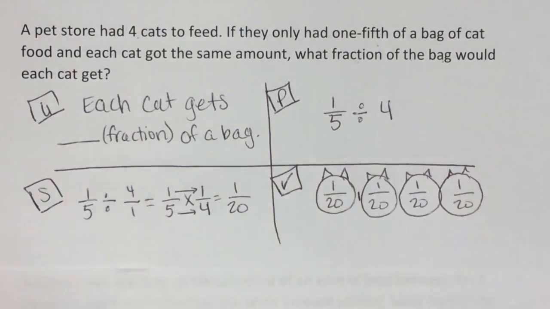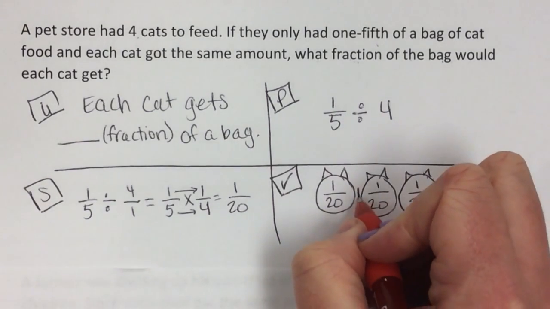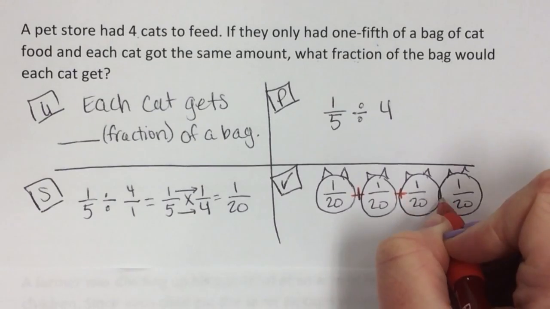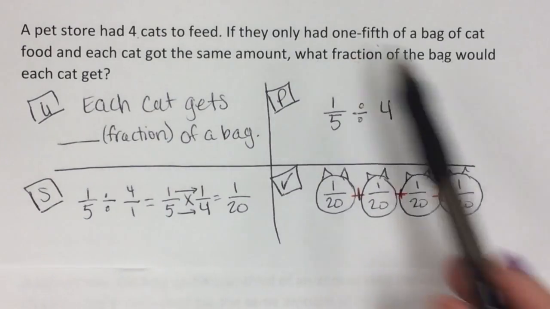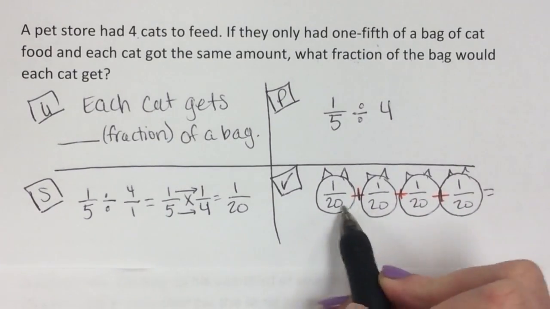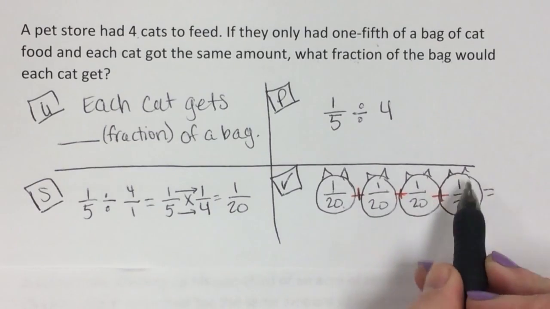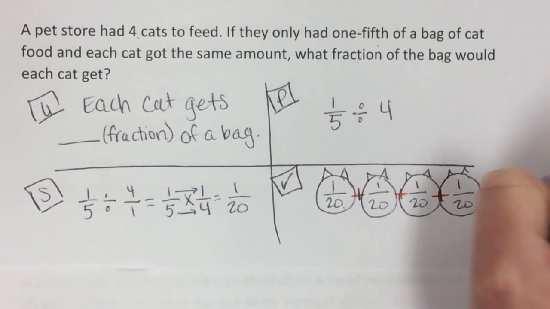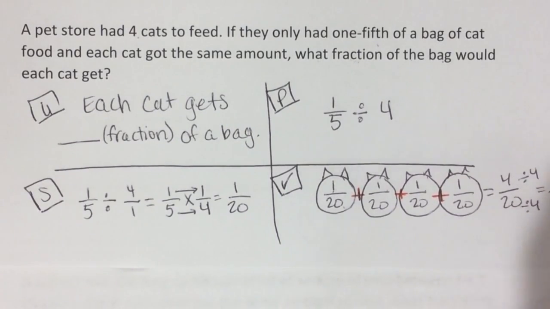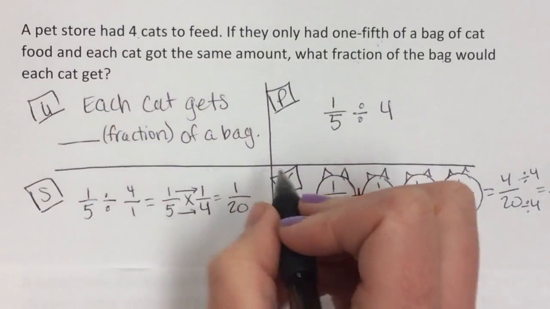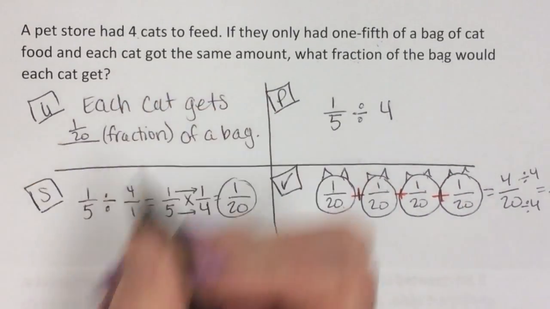If I add these together, I should get 1/5. So they all have common denominators, so 1 plus 1 plus 1 plus 1 is 4/20. When I simplify, I can divide by 4, and I get 4 divided by 4 is 1, 20 divided by 4 is 5. There is the 1/5 of the bag. So each cat gets 1/20 of a bag of cat food.